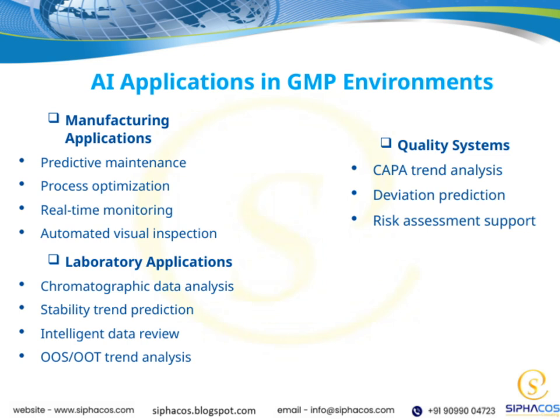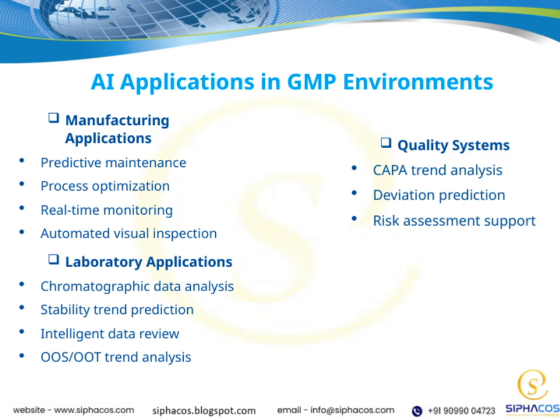In the laboratory setting, AI is just as impactful. Chromatographic data analysis streamlines complex data interpretation, making it easier to spot trends and anomalies. Stability trend prediction helps us forecast product stability over time, supporting better decision-making. Intelligent data review tools assist us in analyzing vast datasets more efficiently, ensuring accuracy and consistency. Lastly, OOS and OOT trend analysis enables us to detect out-of-specification or out-of-trend results early, so we can take corrective actions swiftly.